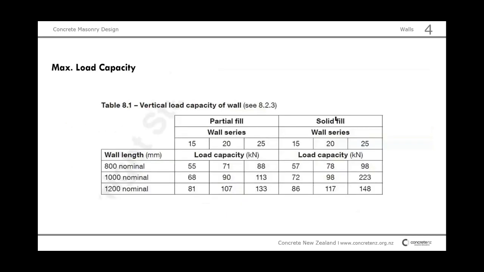The load capacity of these walls, if we stick with partially filled, 200 series, 1 meter, for example, that's almost 100 kilonewton. I just see there's possibly a mistake here. That should be 248. I'll talk to the 4229 committee. So this is the table which gives you the vertical load capacity of your walls.